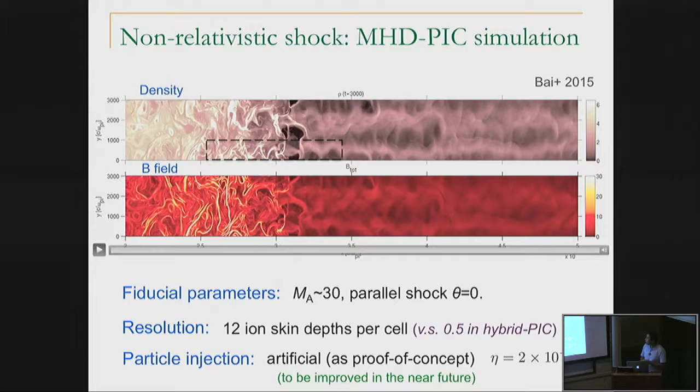This approach is that we need to artificially inject particles, because in this approach, particles into the acceleration process, and that we take from simulation. We calibrate that with upstream plasma that has been processed by the shock. We take about this amount and convert that into cosmic particles.